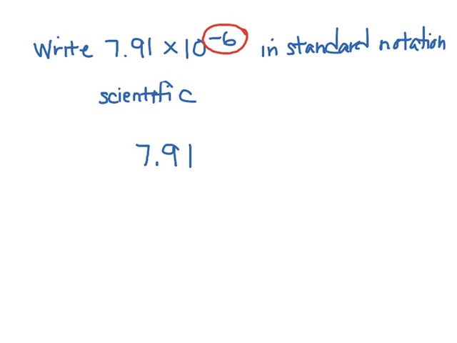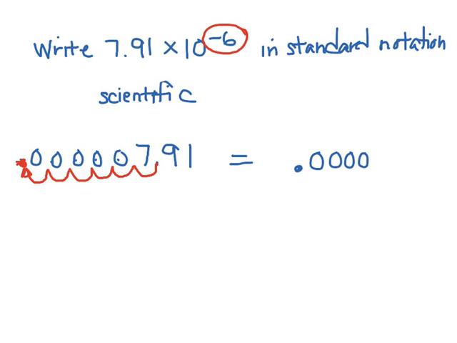So now it's important for us to see that we're going to move this 1, 2, 3, 4, 5, 6. So that's where I want my new decimal place to be. And I fill in again with zeros. So I have 1, 2, 3, 4, 5 zeros. So I have a decimal, 1, 2, 3, 4, 5 zeros, 7, 9, 1. So that would be the same thing in standard notation.